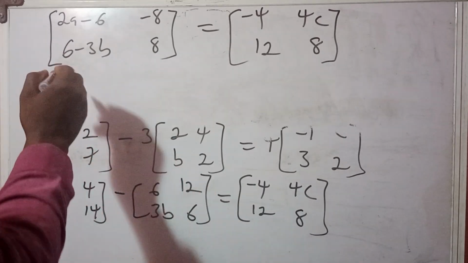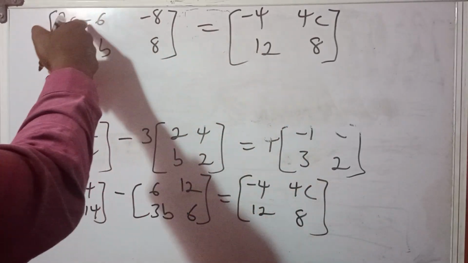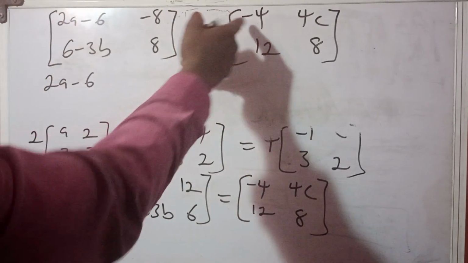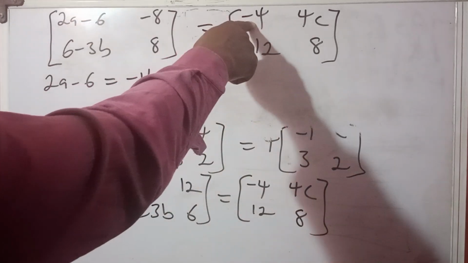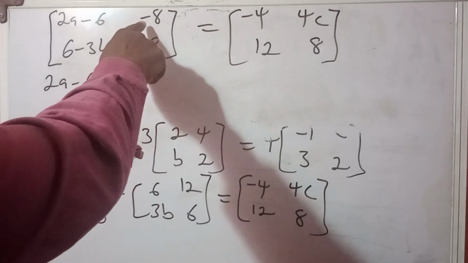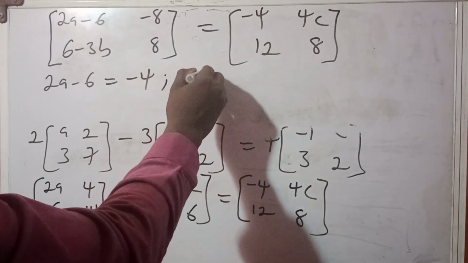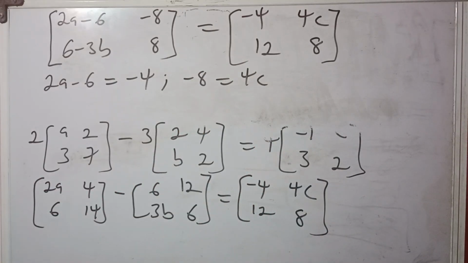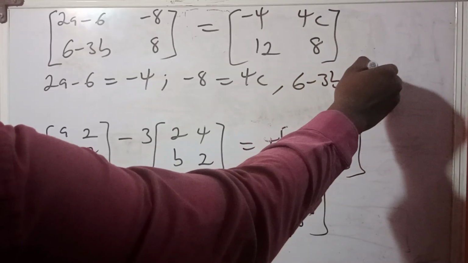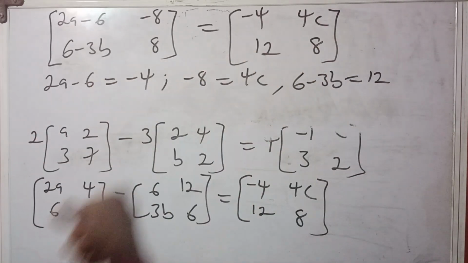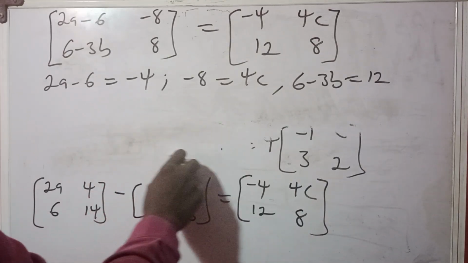Now we have 2a minus 6. Since we have these two matrices being equal to each other, that means this row 1 column 1 must be equal to this one. It must be equal to minus 4. If the two matrices are equal, these two elements must be equal, which is what we have written here. If these two matrices are equal, then row 1 column 2 must be the same thing. So we have minus 8 must be equal to 4c. And then the last one here, 6 minus 3b must be equal to 12. And we can obviously see that 8 is equal to 8.